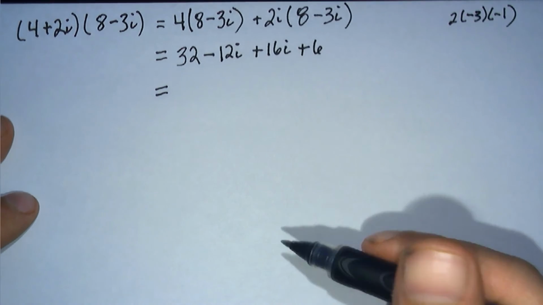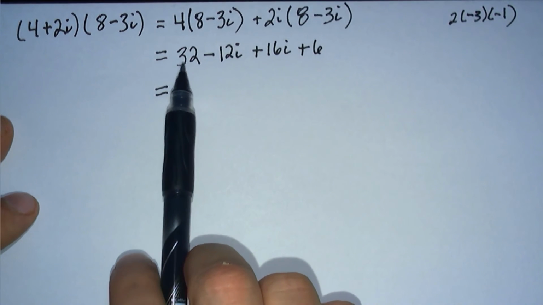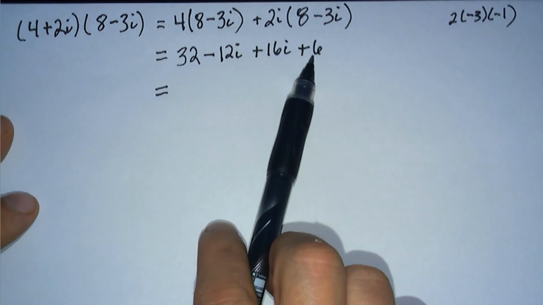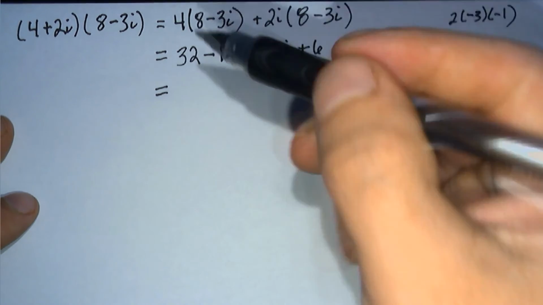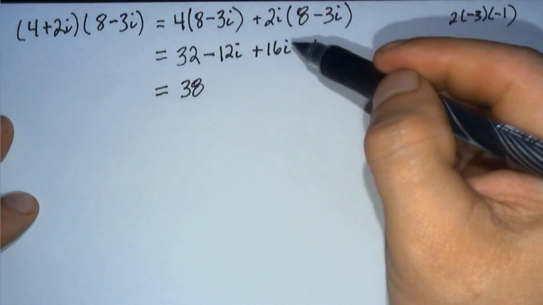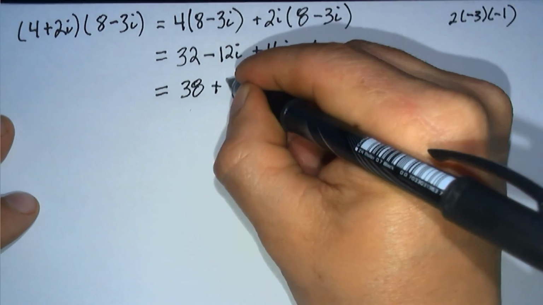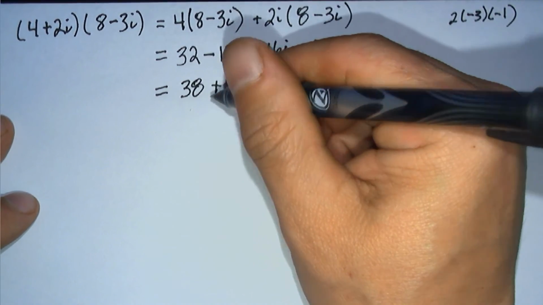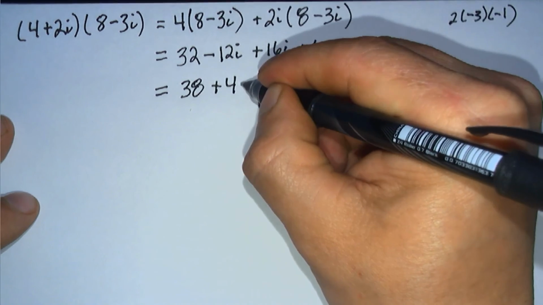And 32 plus 6 is 38. And 16 minus 12 is 4i. So this is 38 plus 4i.